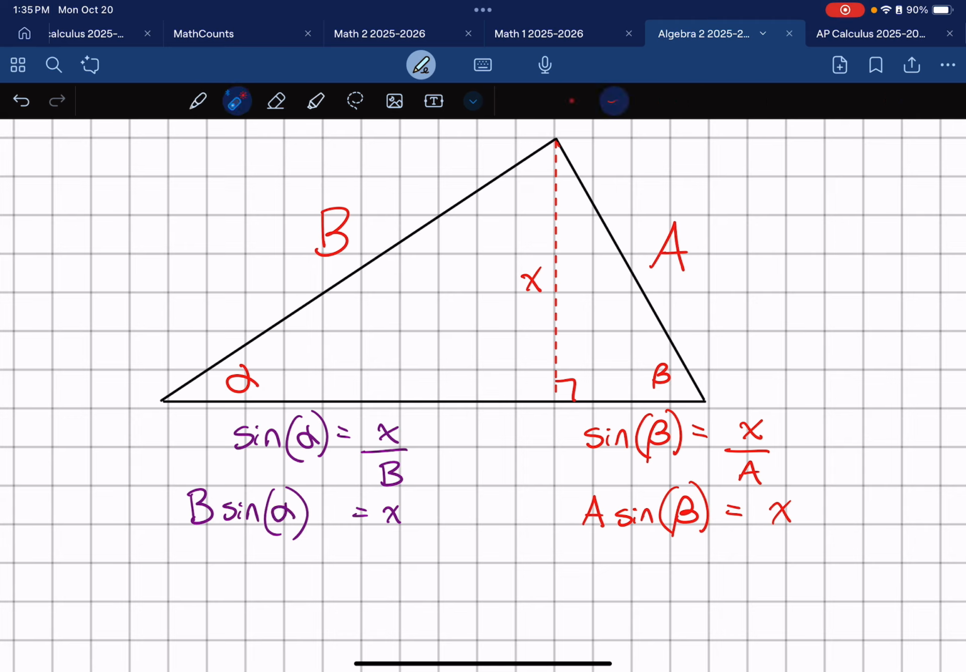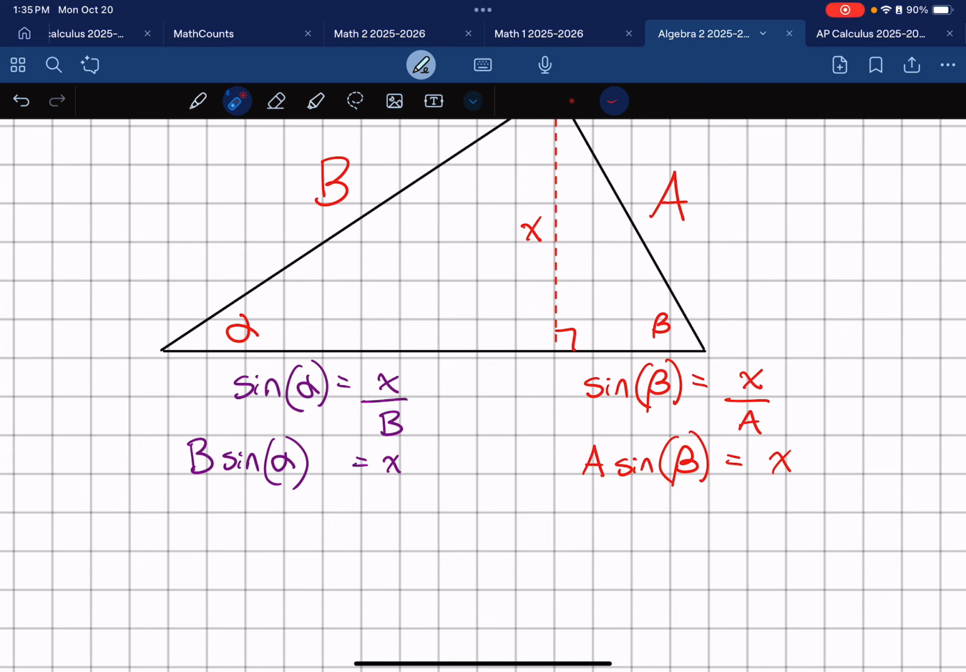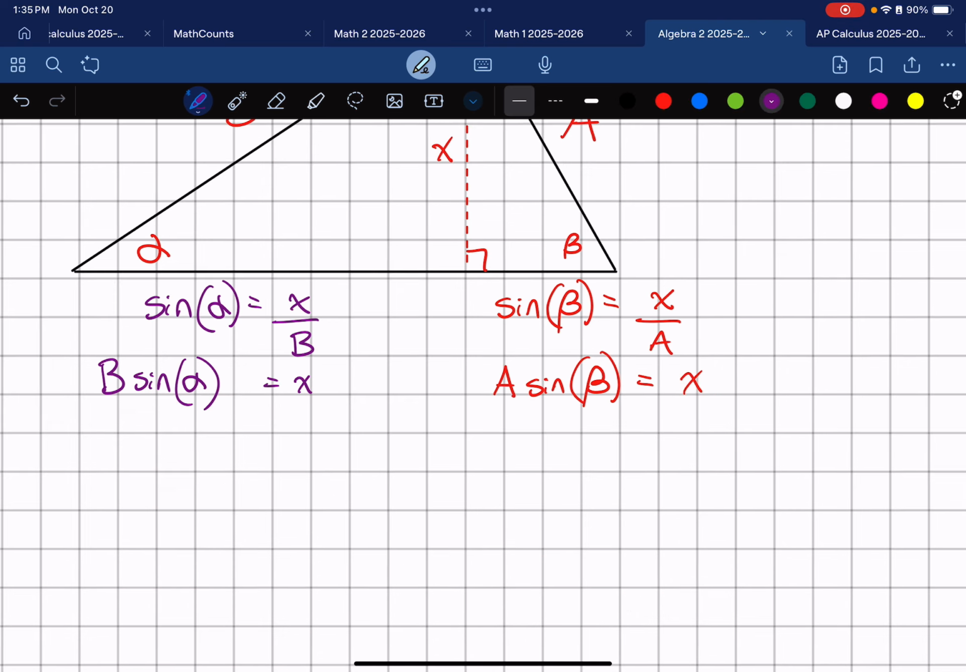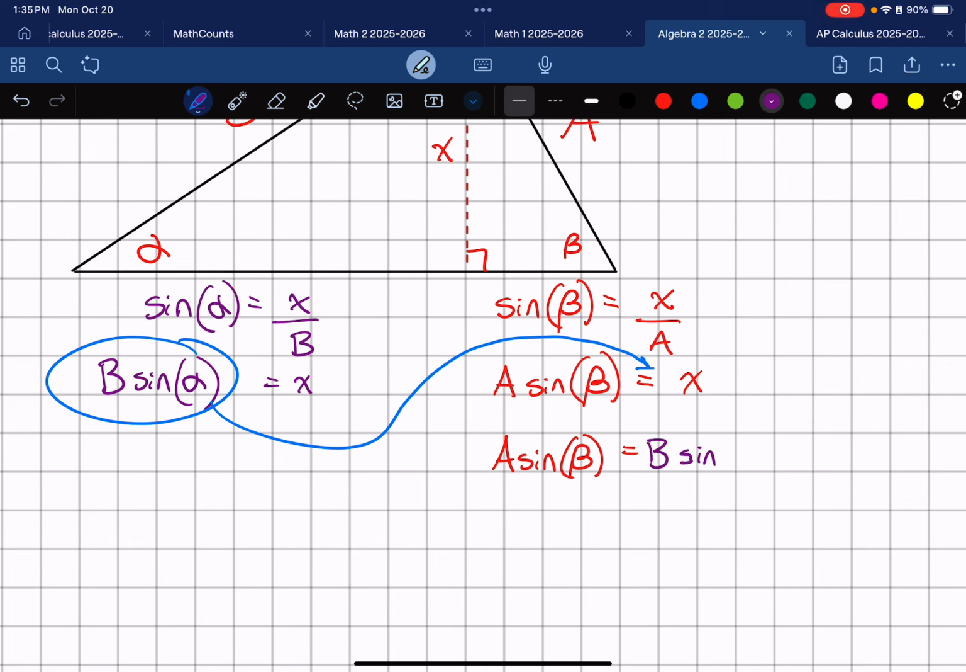Okay, so now that I have x is equal to b times sine of alpha, and x is also equal to a sine of beta, x is equal to x, which means I can do substitution here. Since this x is b sine of alpha, this x over here must also be b sine of alpha. So I can make my substitution. I'll even draw a line for you guys to say I'm plugging it into that x over here. So I'm going to rewrite this. This is now a sine of beta is equal to b sine of alpha.